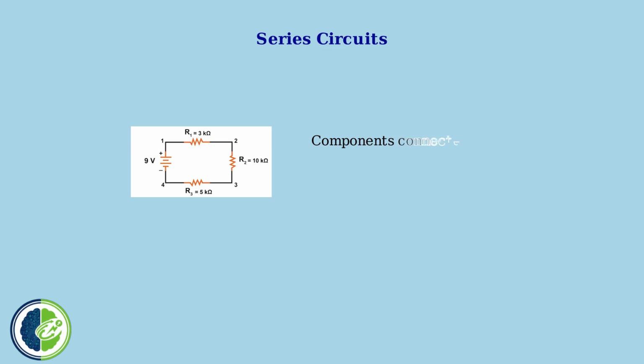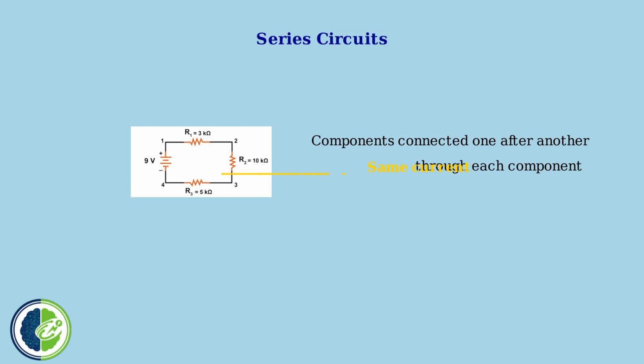Now let's explore how components can be connected in electrical circuits. There are two fundamental ways to connect components: in series and in parallel. In a series circuit, components are connected one after another in a single path. This means the current has only one route to follow through all components.